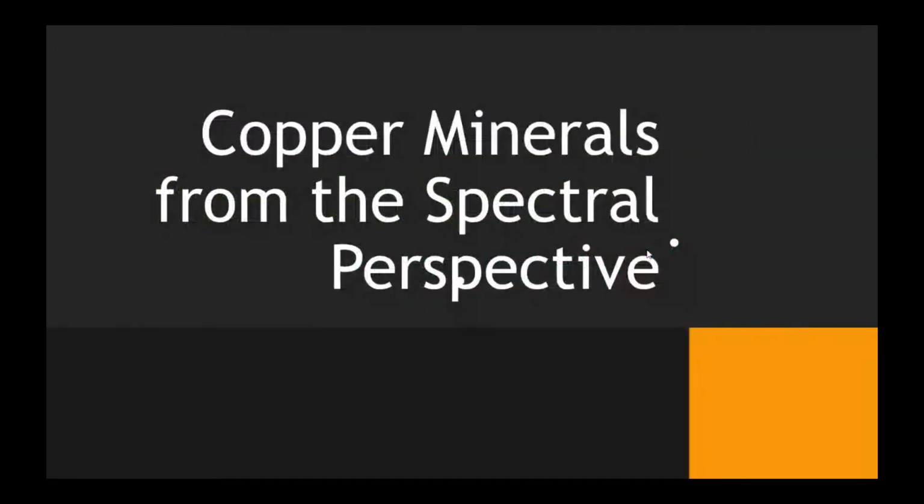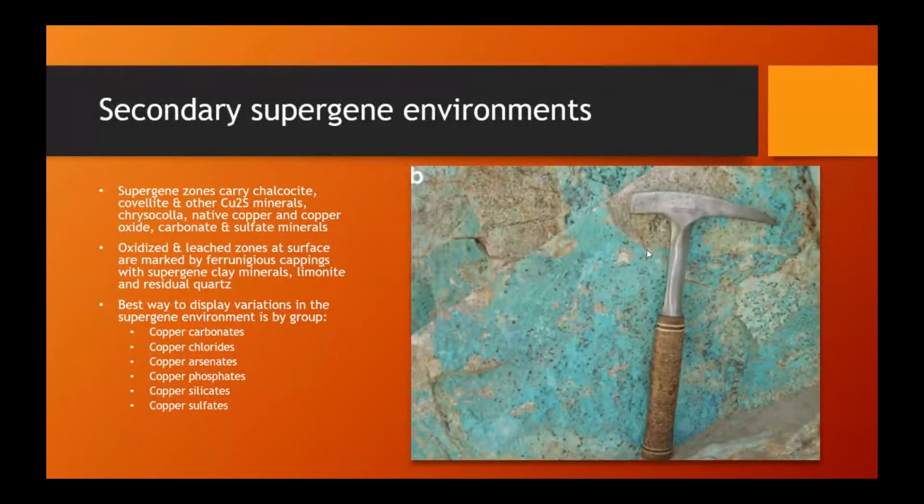So now we're going to shift over and look at the various copper minerals from the spectral perspective. Secondary zones carry chalcocite, covellite, and other copper sulfide minerals, copper oxide minerals, native copper, carbonates, things like that. Oxidized and leached zones at the surface are marked by ferruginous cappings with supergene clay minerals, limonite, and residual quartz.